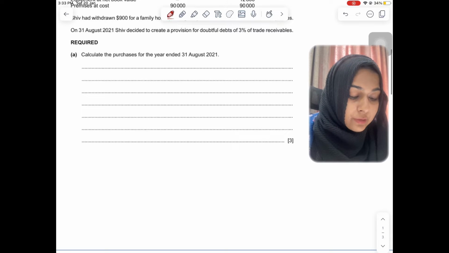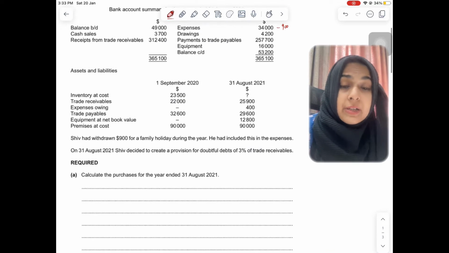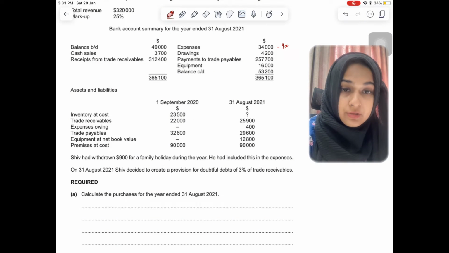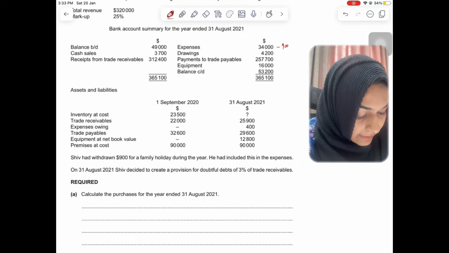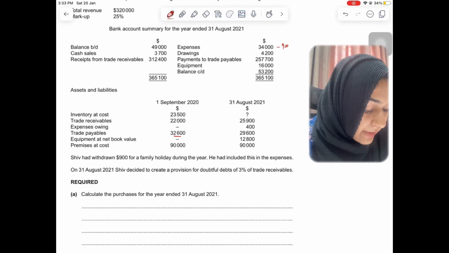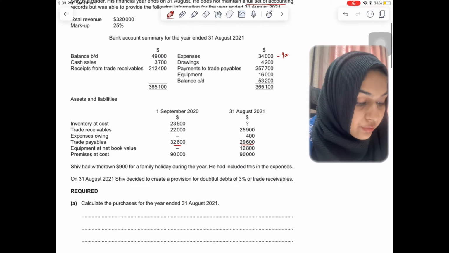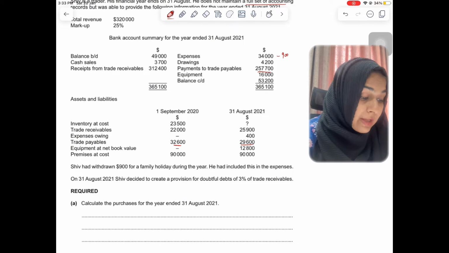Here they are saying calculate purchases for the year ended 31st August 2021. Like I've also mentioned in the other video, whenever we have to calculate purchases and we have trade payables at the start of the year, that is 32,600, trade payables at the end of the year, that is 29,600, and payments to trade payables, that means we can use the purchases ledger control account to calculate purchases.